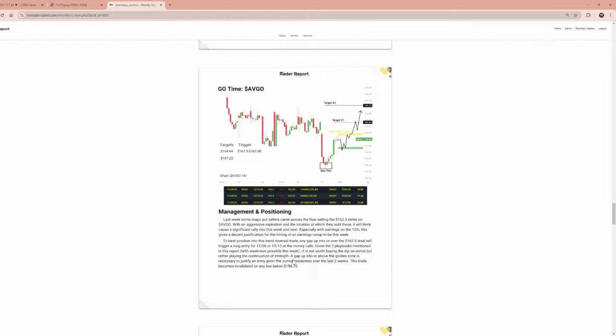And again, I always talk about it. I say a gap up into or above the golden zone is necessary to justify an entry given the current weakness over the last 2 weeks. I said, look, we have flow to support it. We have seasonals to say that they're going to outperform. We need to talk about how we can enter this, right? We have the right data to suggest a bullish idea. How do we enter within that bullish idea?